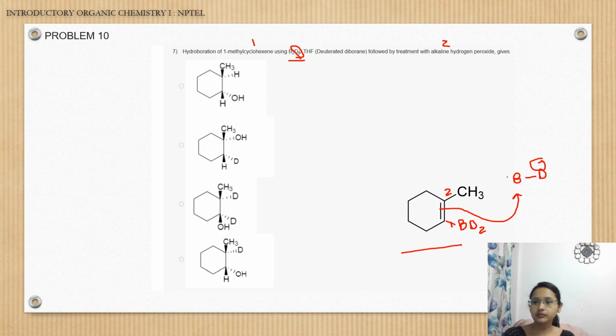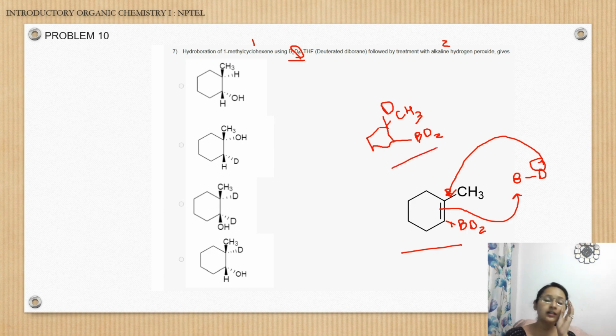So here boron is getting attached. Now the other positive charge is captured by deuterium. So what you will have now in the product, sorry for the poor drawing, is the BD2 here, and here instead of the hydrogen you will have a deuterium. So this is what you will get as a product.